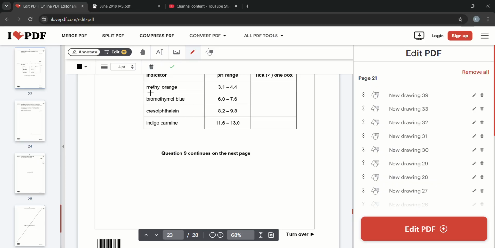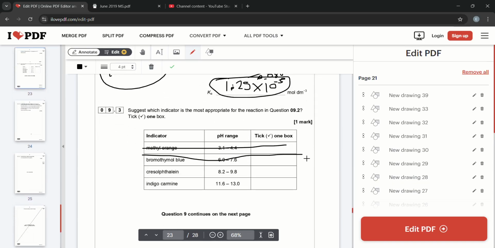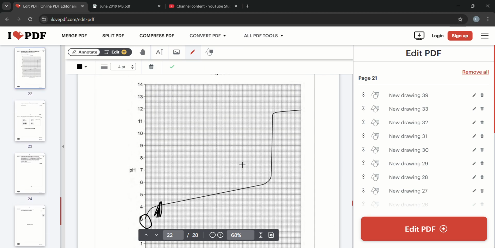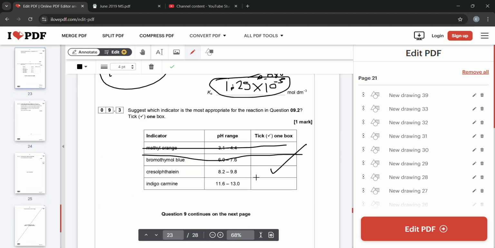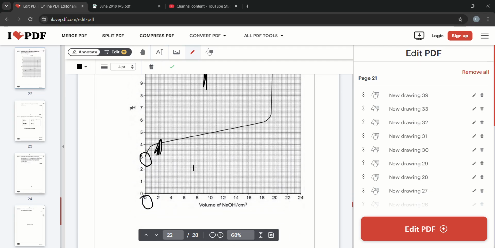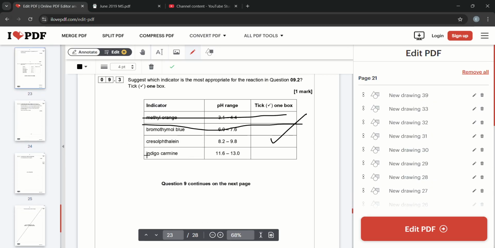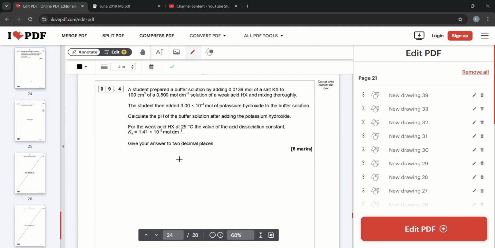We've got 6.0 to 7.6, again no. 8.2 to 9.8, yeah, that's fine. That is probably most appropriate. And 11.6 to 13.0, well, no, that's not going to be correct. So the answer is cresolphthalein. That's how you spell it. Question 9.4.